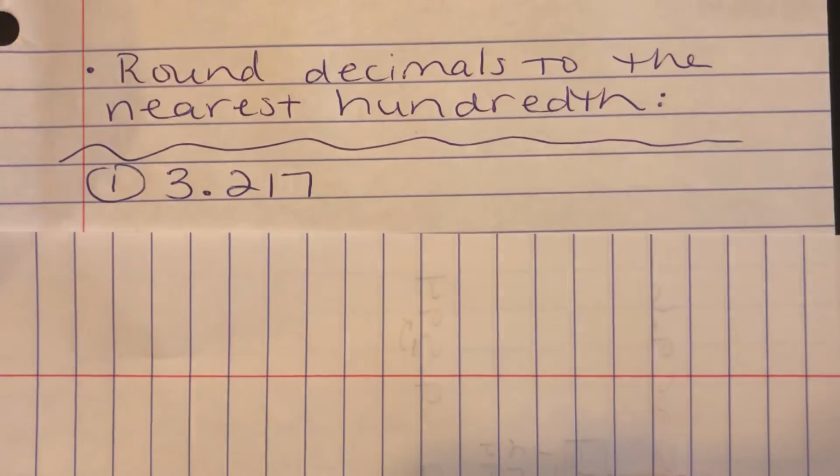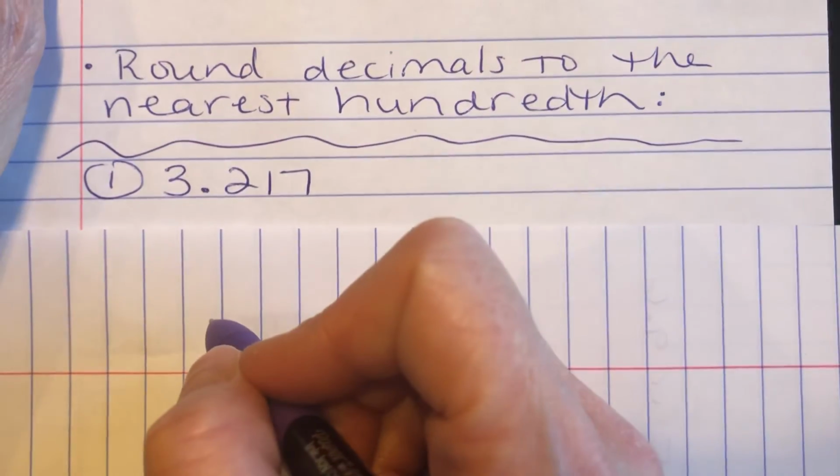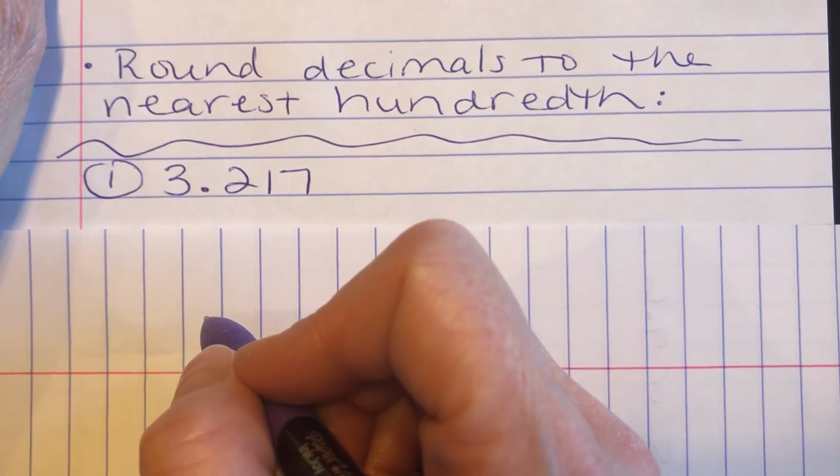All right, now let's do our last one. We're going to review rounding to the nearest hundredth. So that's your third set for today. Here's 3.217. I want you to round this to the nearest hundredths place. Press play when you are ready.